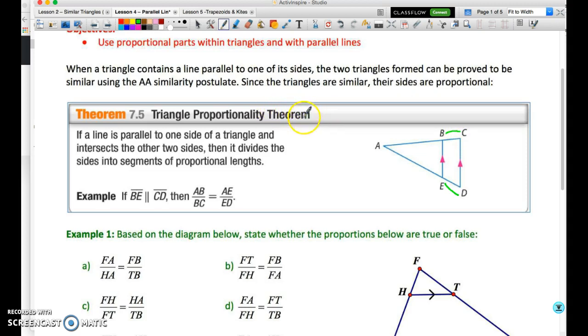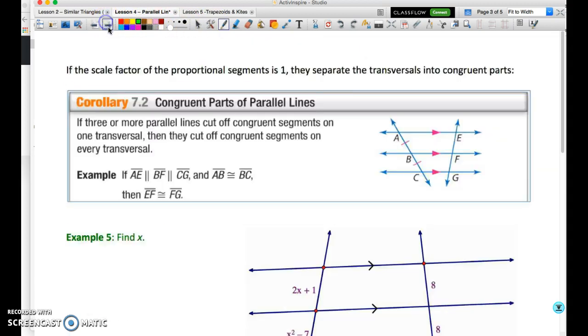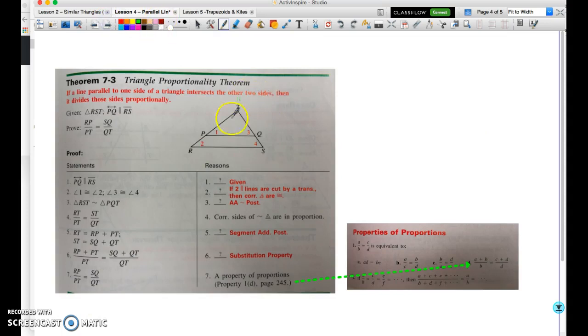The reason why this is true, if you cannot sleep at night without understanding why this is true, you'll find at the end here a couple of theorems which you can go through the proof of, which will explain why those hold true. The triangle proportionality theorem proof is here.